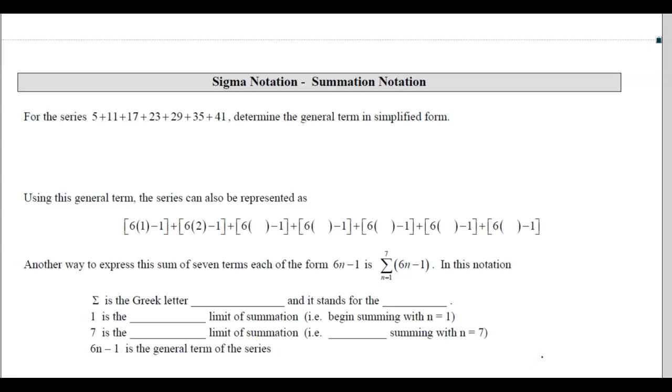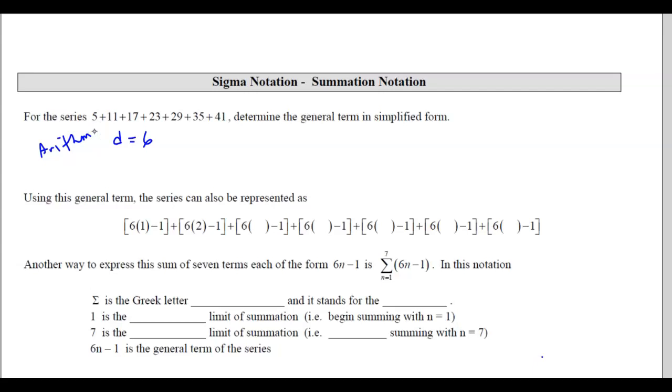So for the series given there, determine the general term in simplified form. Take a look. It doesn't state what type it is, so you have to figure it out. Is it arithmetic or geometric? I always look at second term minus first term, that's 6. And I check third term minus second term, that's 6. Okay? You can keep going. I don't even need to look at whether it's geometric or not, because I started with arithmetic. So our common difference is 6, right? So it's arithmetic.